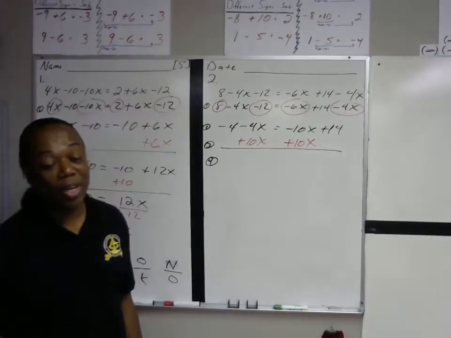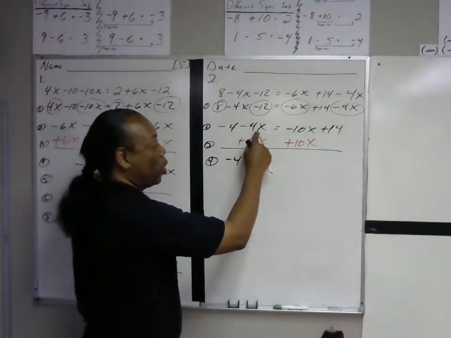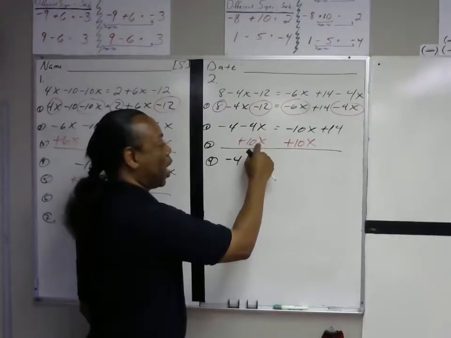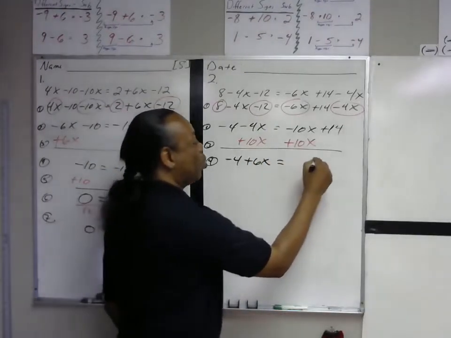So class, look what we get. We get a negative 4, but bigger sign, different signs subtract, bigger sign wins. So that's a plus 6x. And that equals 14.